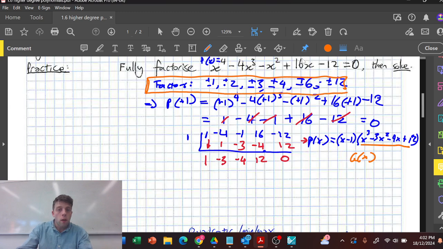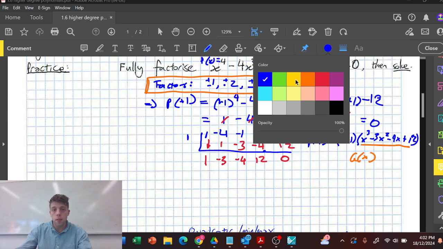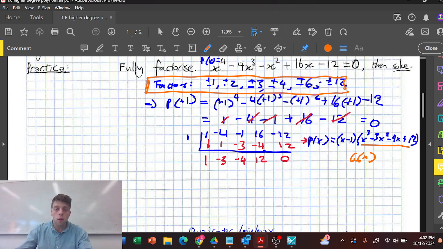Okay, so we've already tried out 1. We know that's not a factor. So why don't we try out plus or minus 2? Let's see if one of them gives us an answer that's equal to 0. I'm going to stick with orange for now, just so that this was the second iteration. So just to make this really clear, this was the first iteration of polynomial long division, and this is the second iteration. Unfortunately, that's just what we're going to have to do with a situation like this. So let's try this out.